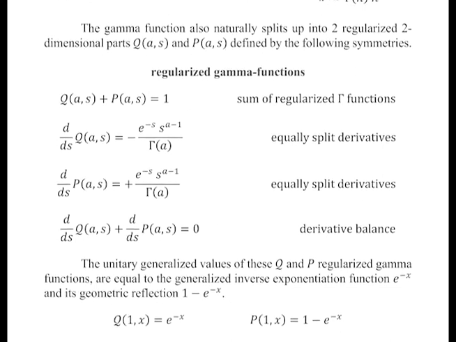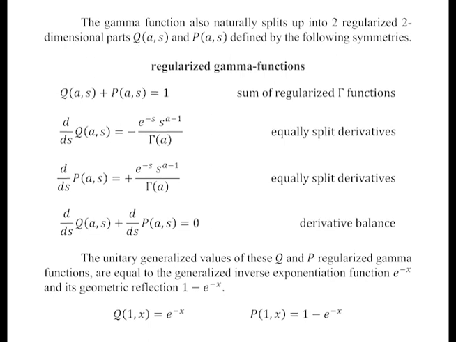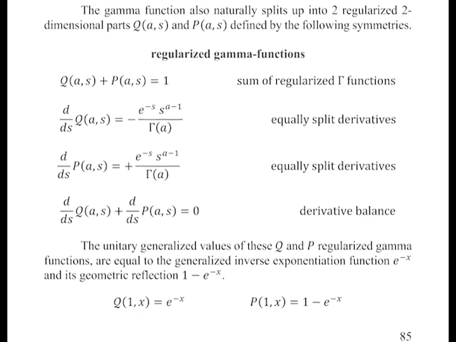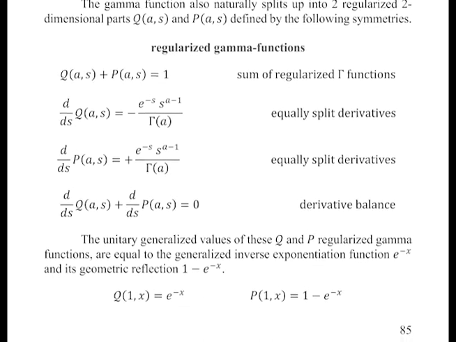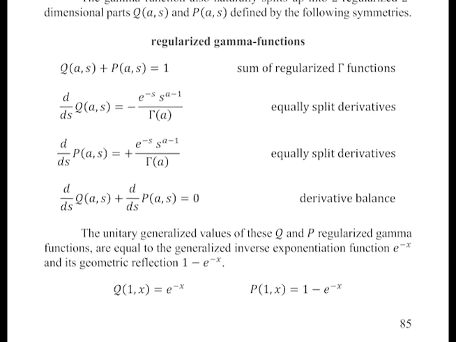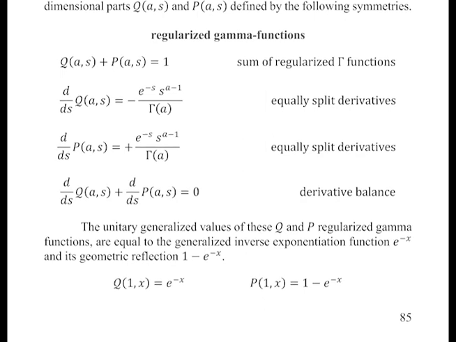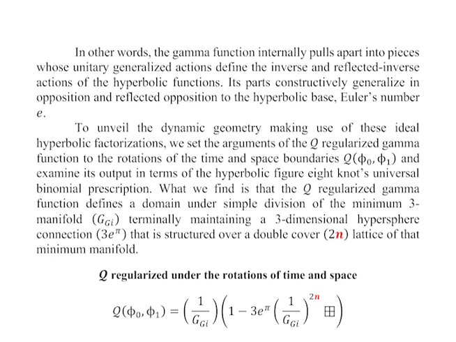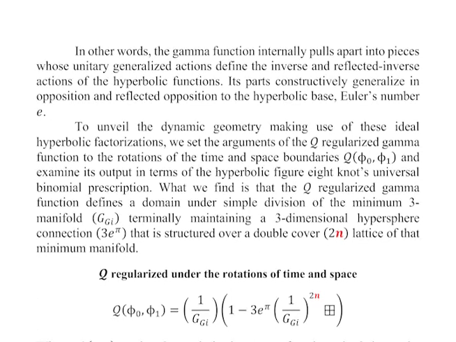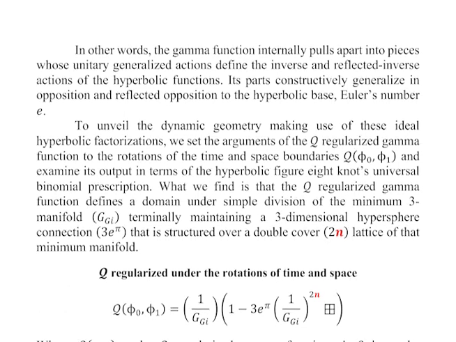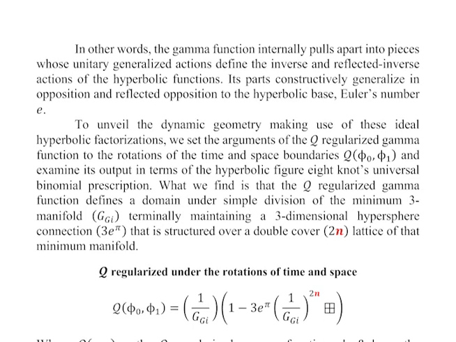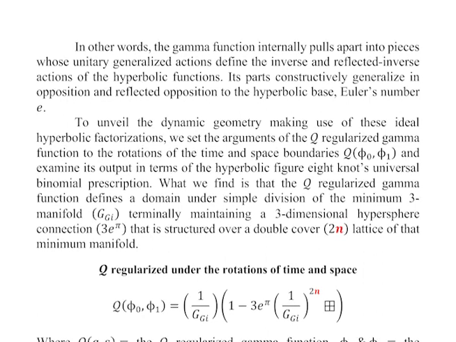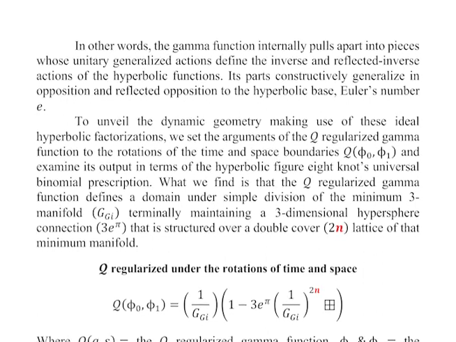And to start peering into the beauty that's captured in this, we note that the unitary generalized values of these Q and P regularized gamma functions are equal to the generalized inverse exponentiation function, e to the negative x, and its geometric reflection, 1 minus e to the negative x. Absolutely beautiful. In other words, the gamma function internally pulls apart into pieces whose unitary generalized actions define the inverse and reflected inverse actions of the hyperbolic functions. Its parts constructively generalize in opposition and reflected opposition to the hyperbolic base, Euler's number e.